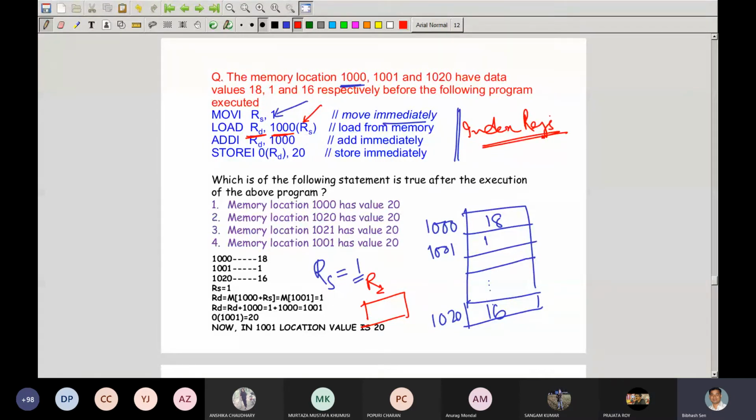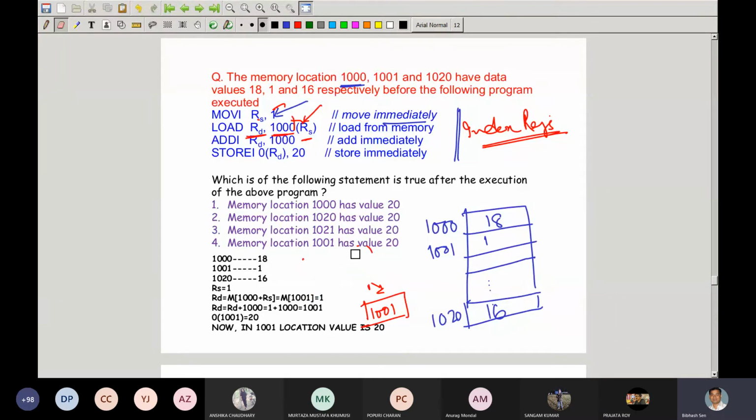Yes, sir. In index register mode, the base will be directly calculated. So 1000 plus 1. What is the RD's value now? So 1001. And RS value is 1, so 1000 plus RS value. What is the RS value? 1. Because RS contains 1. Clear, sir.